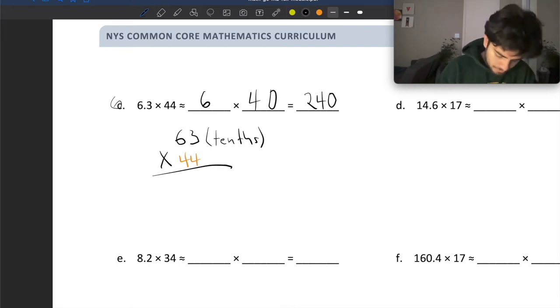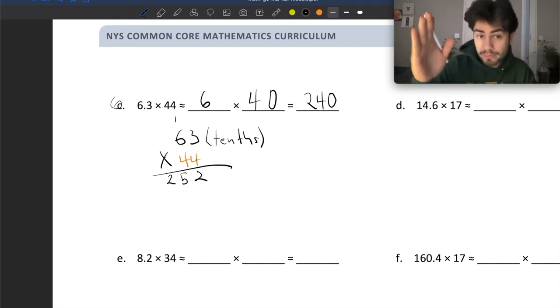Let's continue to multiply now. First, we're going to start with our ones, then work our way to our tens. 4 ones times 3 is going to give me 12. Carry my 1. 4 times 6, 24, plus your 1, you get 25. Okay, so we finished with the ones.